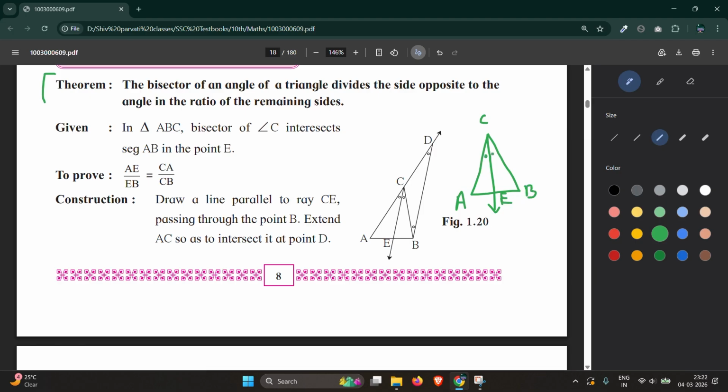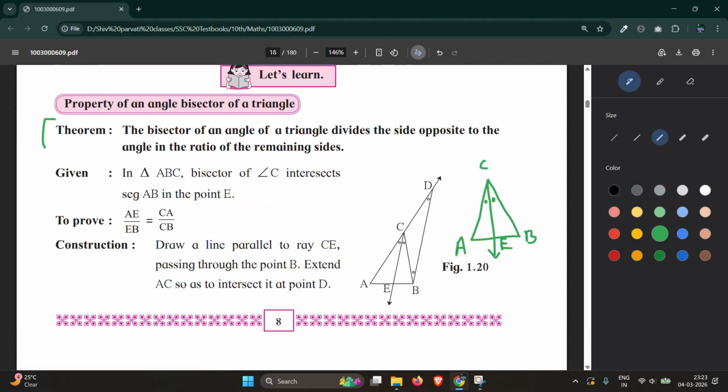Now we know that this angle and this angle over here are equal because this is an angle bisector, right? It is given that CE is the angle bisector, so that's why the angle ACE and ECB have to be the same. So now what we do is we just make a line that is parallel to CE. So a line parallel to CE would look something like this for this triangle. And then we extend this AC so that it meets at point D.